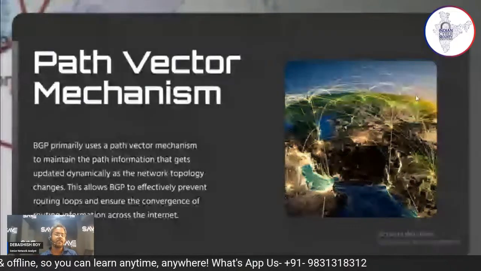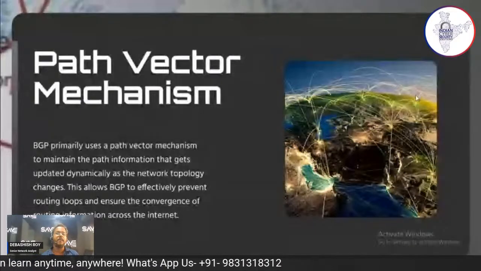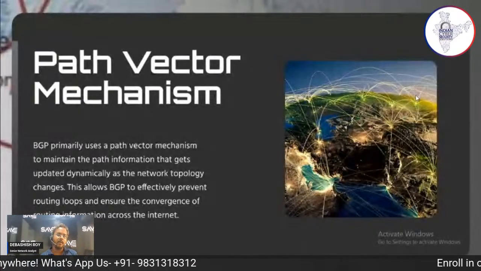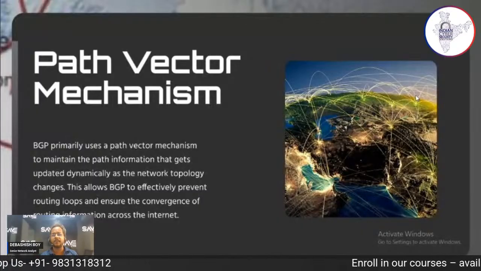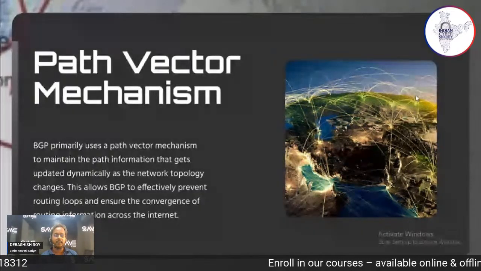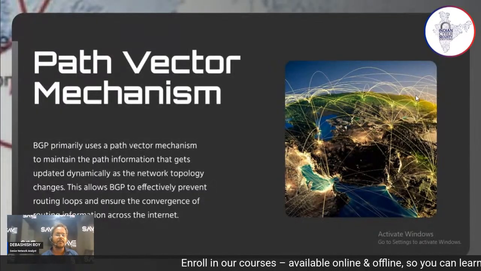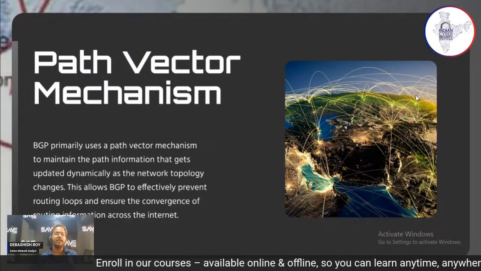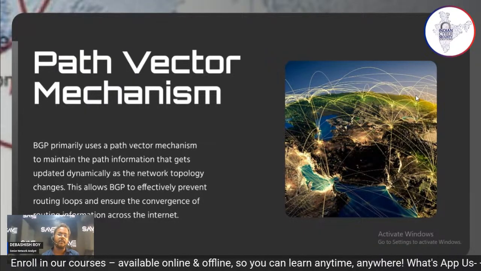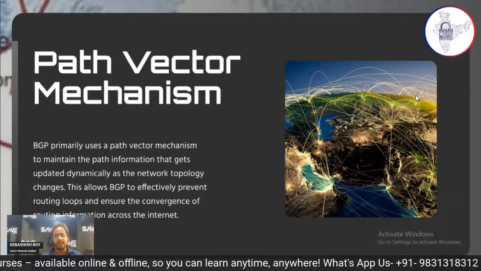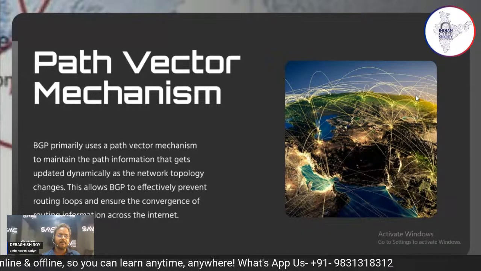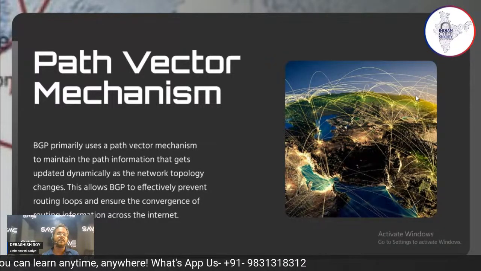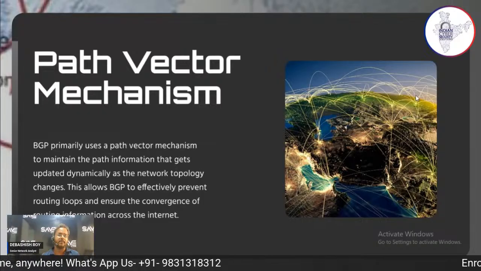It uses a path vector mechanism. But what do you mean by this? We know in the case of RIP, a pure distance vector protocol, it uses hop count to calculate the best route. What is the metric of EIGRP? It is bandwidth and delay. What is the metric of OSPF? It is cost. What is the metric of BGP? It is not a single metric. It has several path vectors. Several vectors means several metrics.